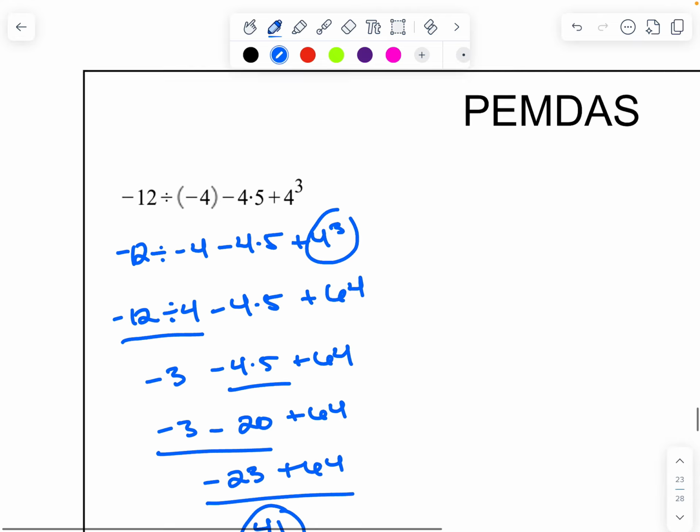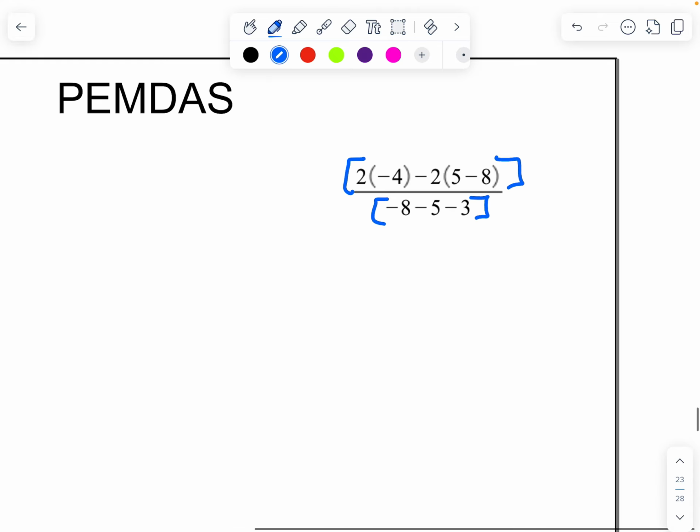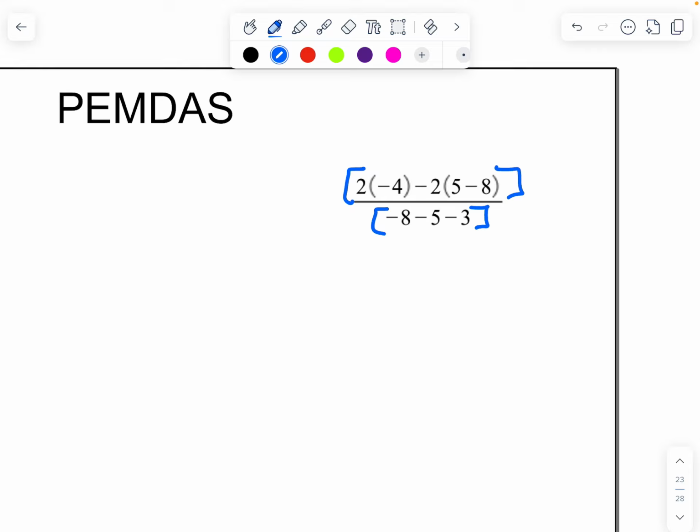We'll just keep working. So inside the top parentheses, right? First is parentheses. We want to get rid of the parentheses as much as we can. Inside the top parentheses, I have no exponents. Inside the bottom parentheses, I have no exponents, so we're good there. Multiplication and division up top. Multiplication and division. So I'm going to start with this multiplication. 2 times negative 4 is negative 8.